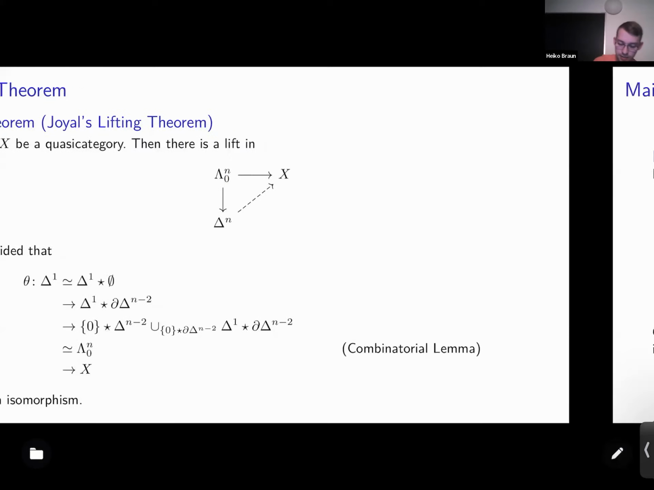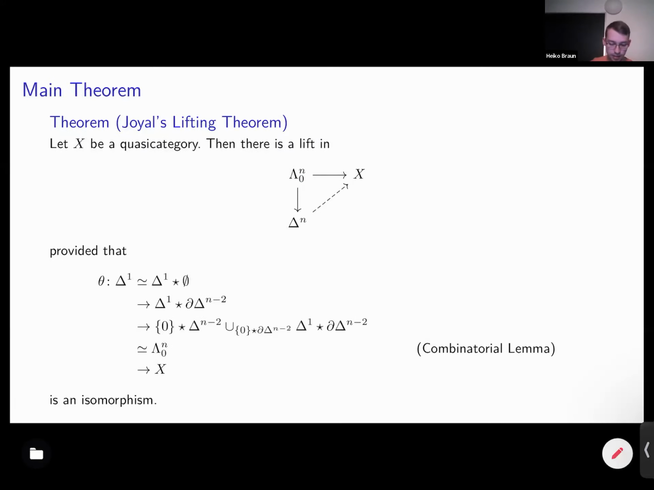Then the problem is like this, as it is depicted here, and we can actually lift it, but not always, only if some condition is satisfied. And the condition is that a particular edge in X that is hit by the first guy, the first edge in the horn, is an isomorphism.